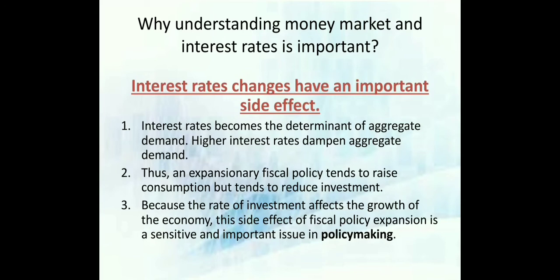So interest rates become a determinant of aggregate demand. Higher interest rates dampen aggregate demand. Thus, an expansionary fiscal policy tends to raise consumption but tends to reduce investment. Because the rate of investment affects the growth of the economy, the side effect of fiscal policy expansion is a sensitive and important issue in policy making. So there is a relation between interest rates and fiscal policy, and also with policy making. Let's continue.